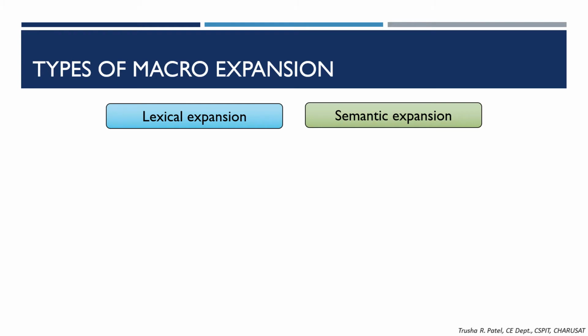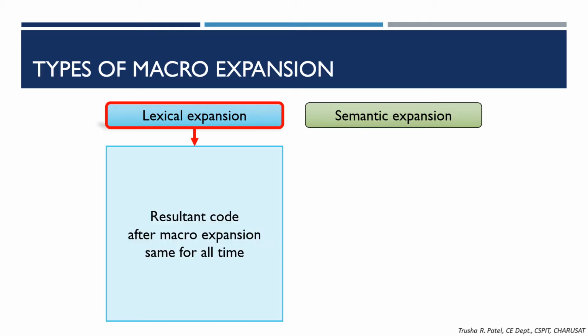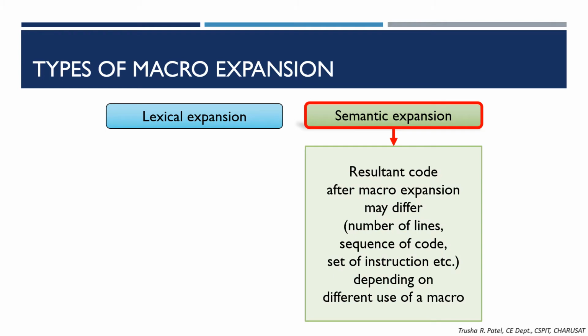Now there are two types of macro expansion. First is lexical expansion, second is semantic expansion. In lexical expansion, after the expansion of the macro, the resultant code will remain the same every time. While in semantic expansion, the resultant code may differ in number of lines, the sequence of code, or the set of instructions, depending on the different use of the macro.